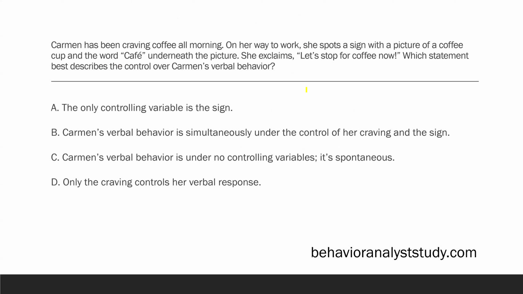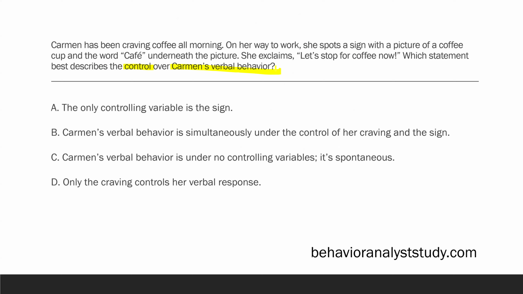She exclaims, "Let's stop for coffee now." What statement best describes control over Carmen's verbal behavior? So this is an interesting question in the way it's worded, because it has this idea over control over Carmen's verbal behavior. Now, on our sixth edition task list, we have this idea of multiple control.